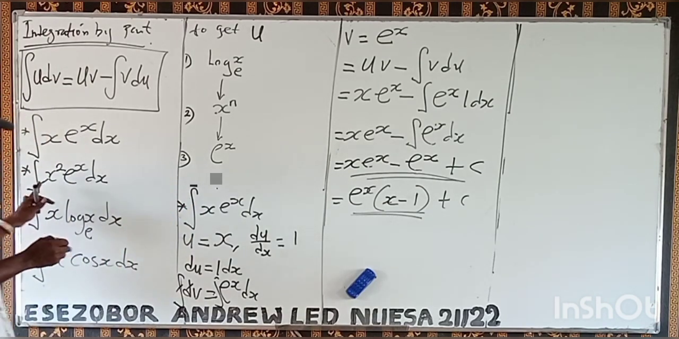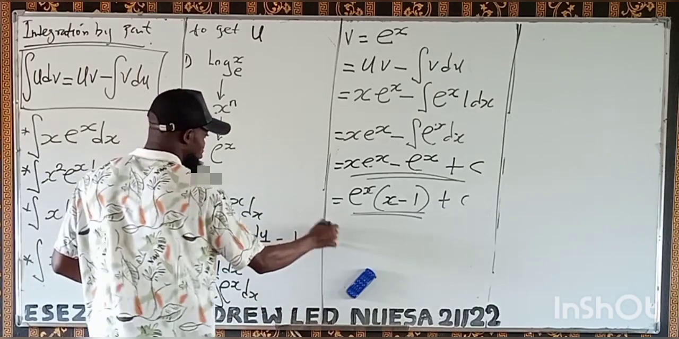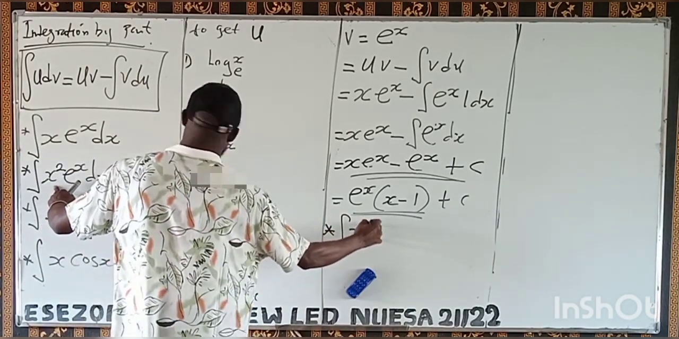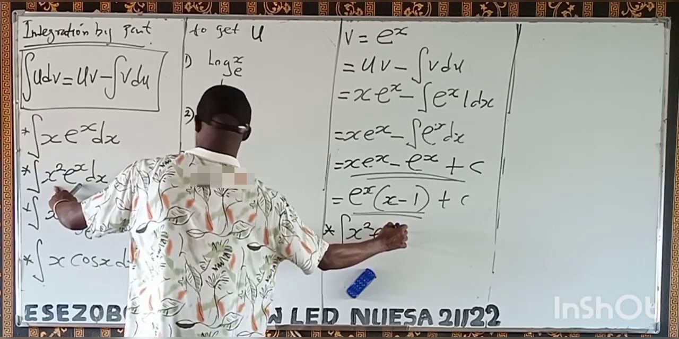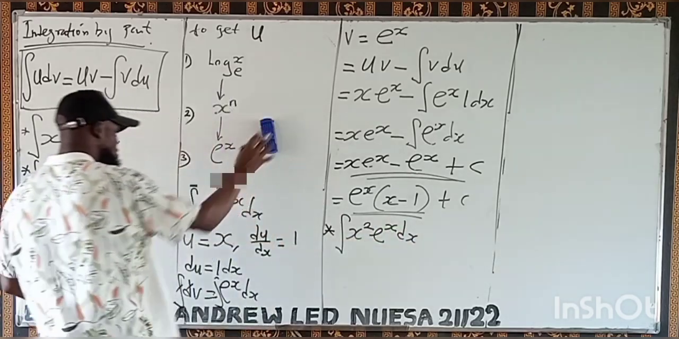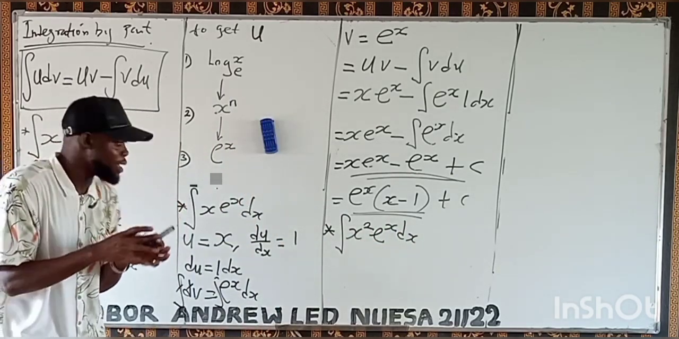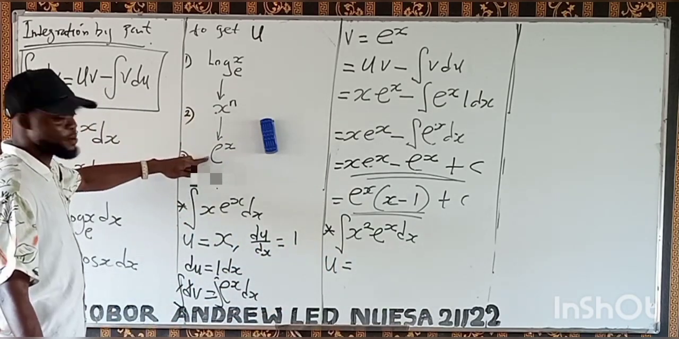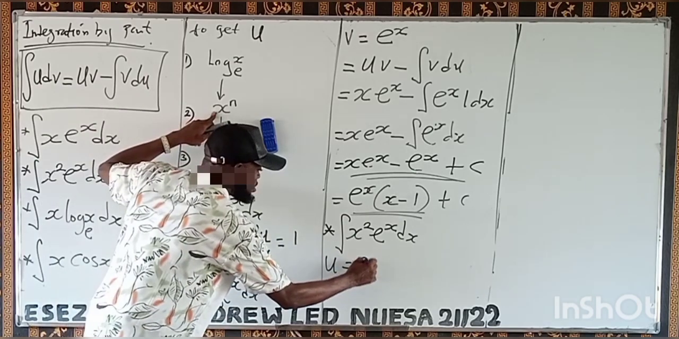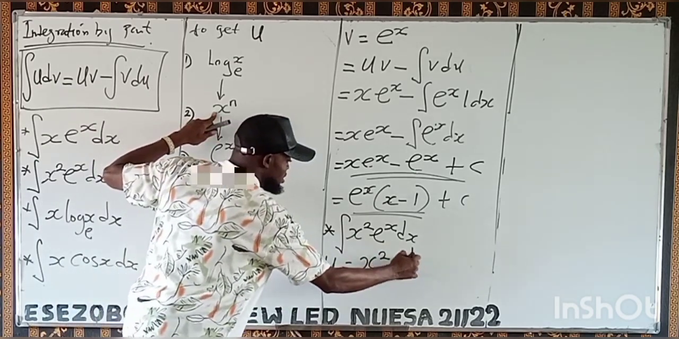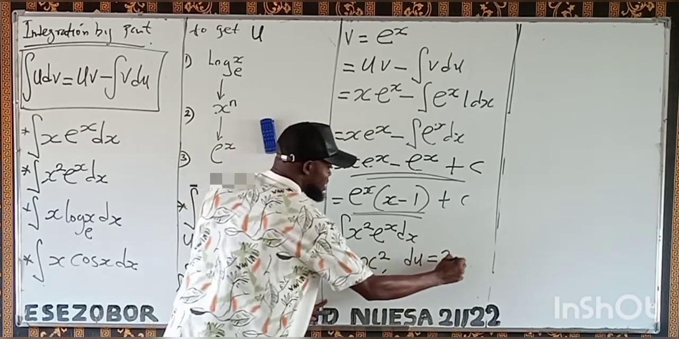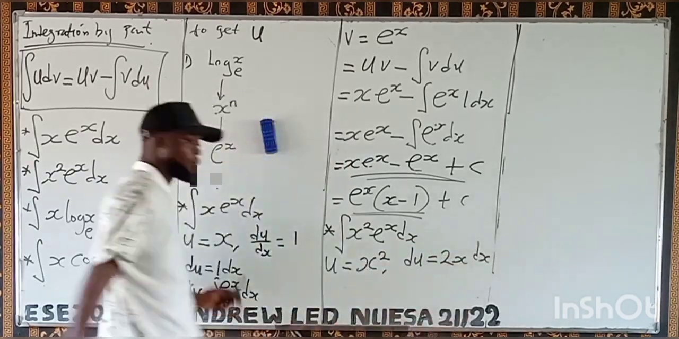Then, okay, let's look at this other one. This one I use to explain so that you also get it. Integral x squared exponential x dx. So the first thing you do, you select out your u. For this one, what is u? It is x squared before exponential x. So x squared is the u. Then du will be the derivative of this one. We have 2x dx. That will be du.